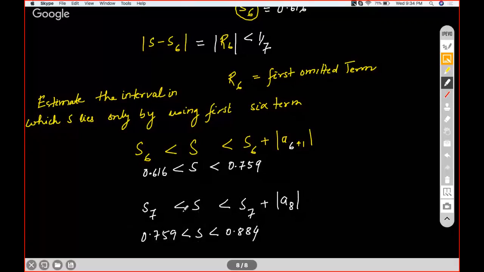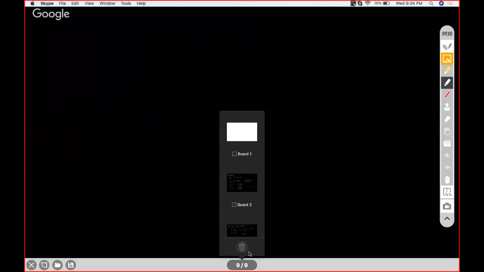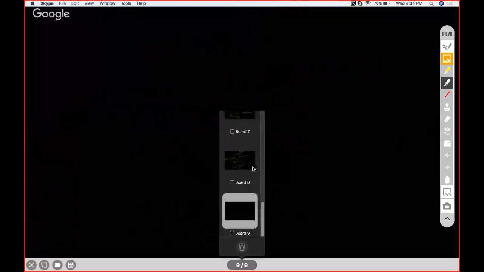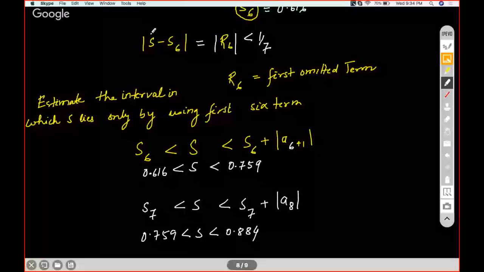Okay. Let's take questions on this. So basically what I'm trying to say from the previous slide is that the error that you get will always be less than the omitted term. Are you getting it? Yeah. It's very important.